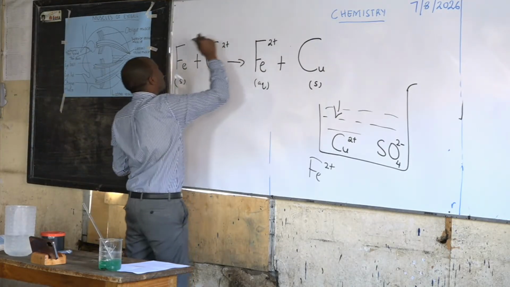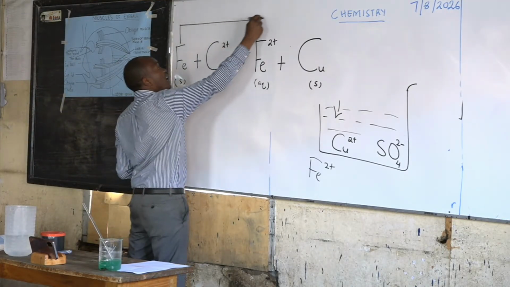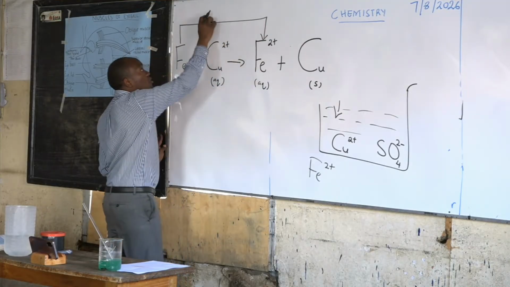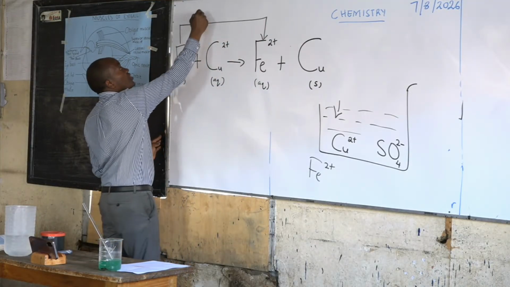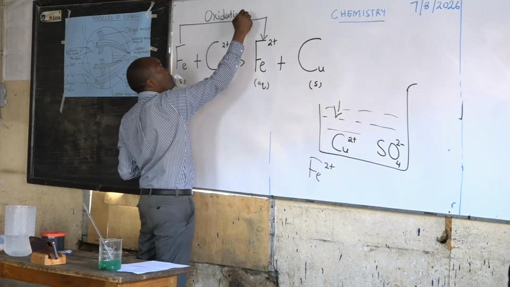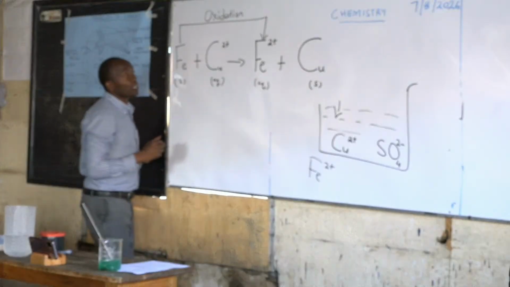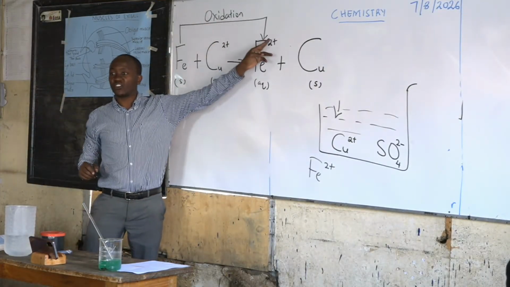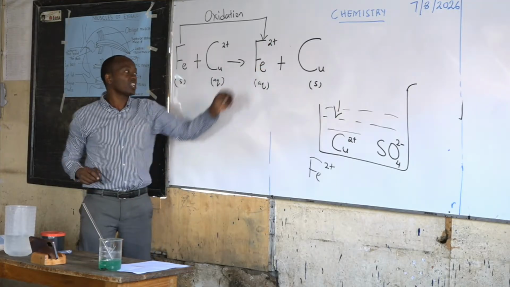Now we see that iron has undergone which process? Oxidation. So this is an oxidation process or reaction. Loss of electrons. That is what we call oxidation.